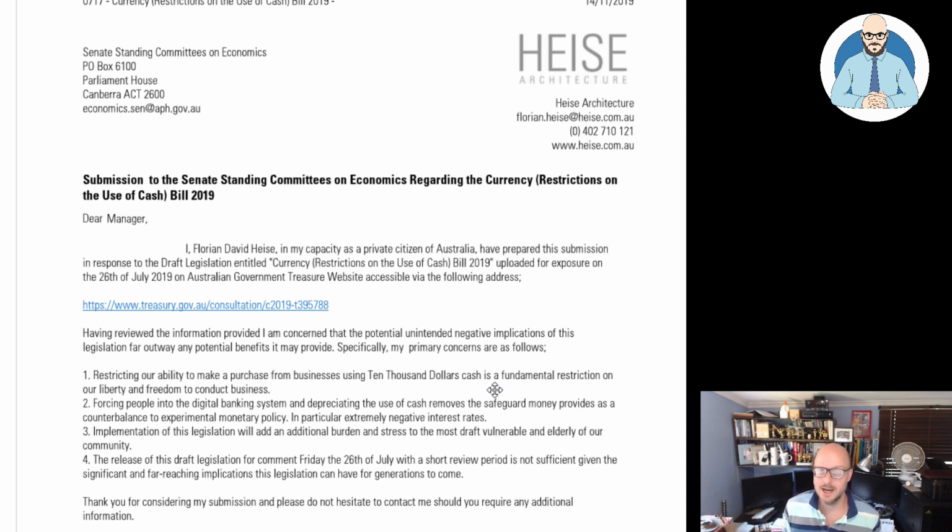Think about that, guys. How many rights have we lost in Australia? How many licenses do you need? To go fishing, I need a license. To do every bloody thing, you need permission. It's a right that's taken away. Do you want to control people's ability to spend $10,000 cash, even if you never do?